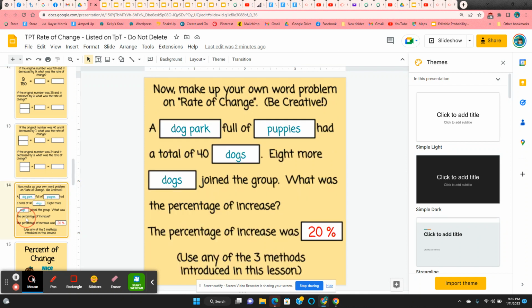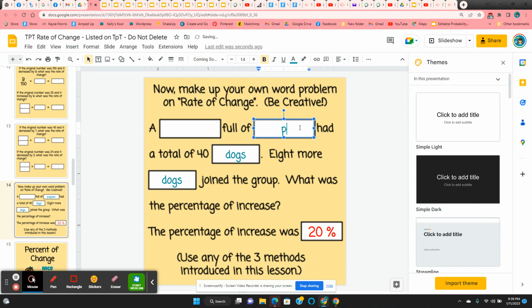And then the final slide, they're just going to make up a word problem. They can put anything they want in here. I have a dog park full of puppies. They can put in whatever words they want. The numbers are already in here. And then they have to figure out what the percent of increase is. So again, it's going to be: had 40, and there were 8 more. So the change would be 8, divided by 40, and that would give them their percentage.